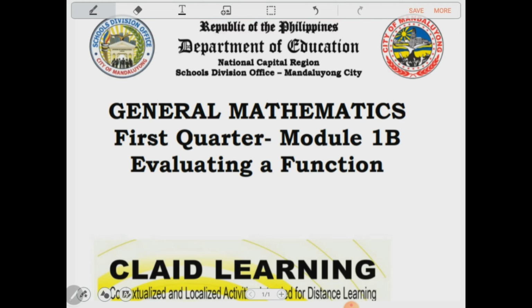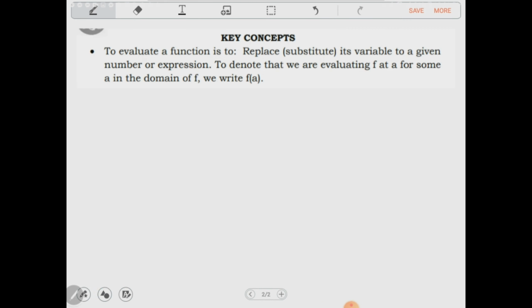So today we're gonna discuss evaluating a function. That is under first quarter, module 1B. The key concept of evaluating a function is to replace or substitute its variable with a given number or expression. Denote that we are evaluating the function at a, for some a in the domain of f. So we write f of a.